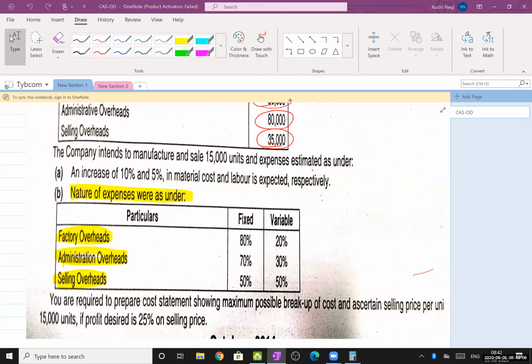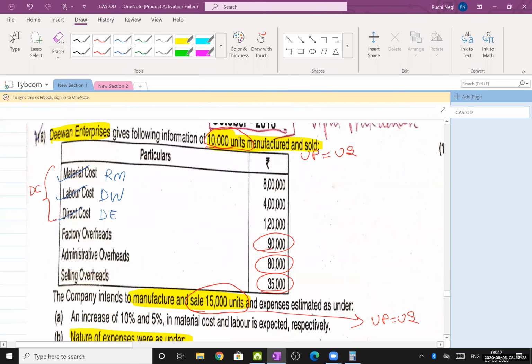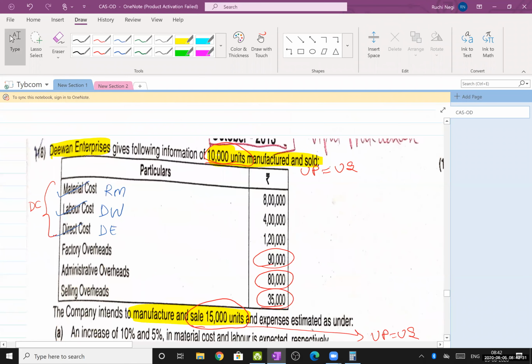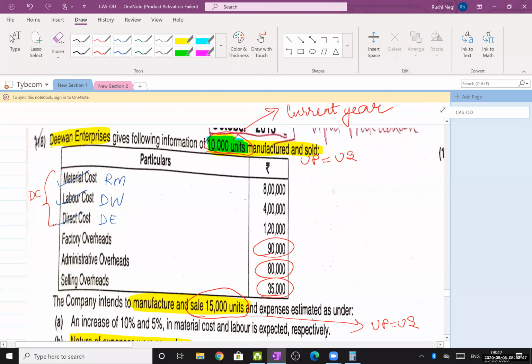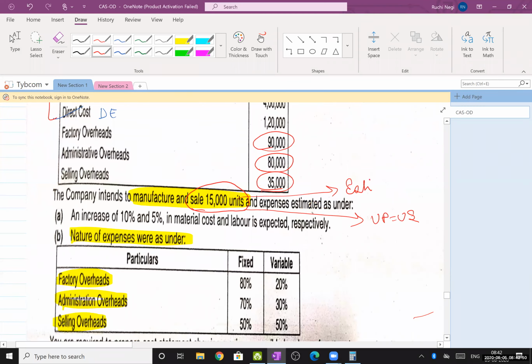The company intends to manufacture and sell 15,000 units and expenses are estimated as under. So this is your future cost sheet. Aapka jo future cost sheet hai, wo 15,000 units pe banega. So this is units produced, units sold for the estimated one. Current year is for 10,000. Clear? Current year cost sheet is for 10,000 and estimated cost sheet is for 15,000.